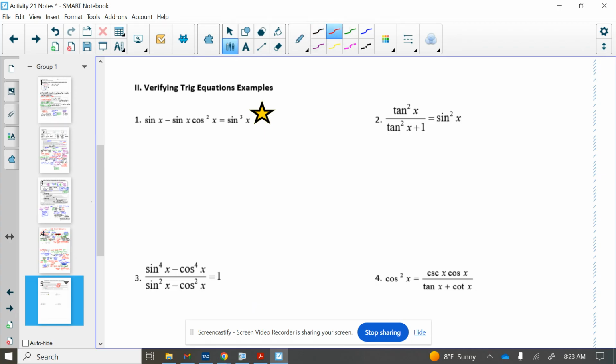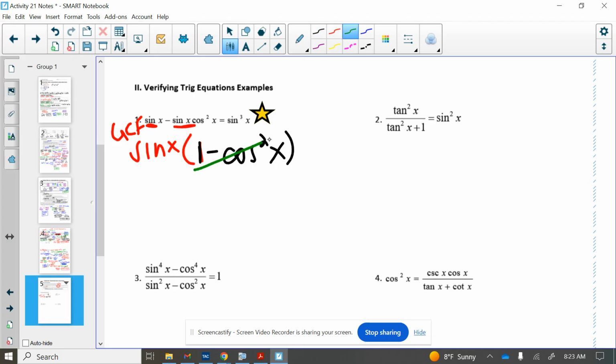In the left-hand side's case, notice to start, we have a GCF we can pull out, sine of x. When we divide that out, we're left inside the parentheses with 1 minus cosine squared x. Again, we do nothing with the right-hand side. It's only that left-hand side. The right-hand side's the answer.